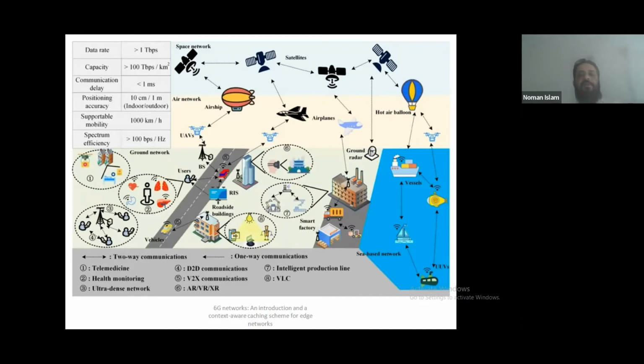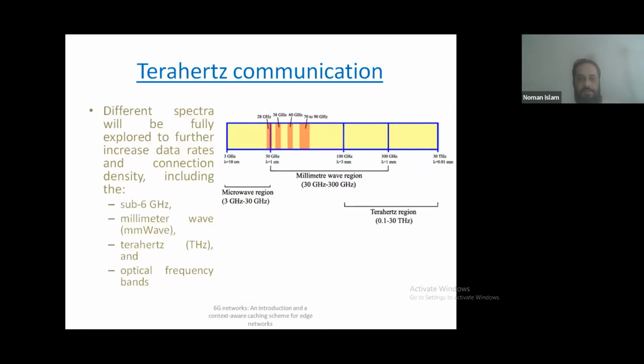So, what are the properties of 6G networks? Data rate will be greater than 1 terabit per second. Then the capacity, the bandwidth, will be around 100 terabits per second. Communication delay should be less than 1 millisecond. Positioning accuracy, mobility support, spectrum efficiency. These are some of the properties of 6G network.